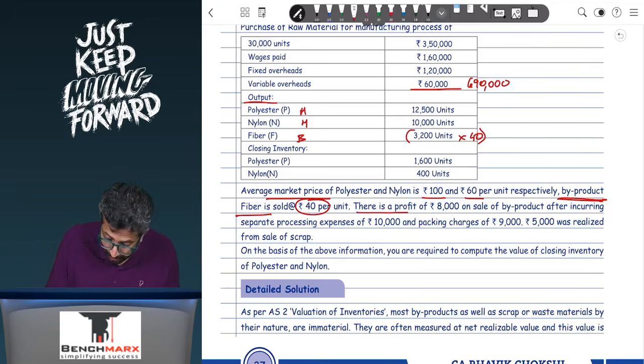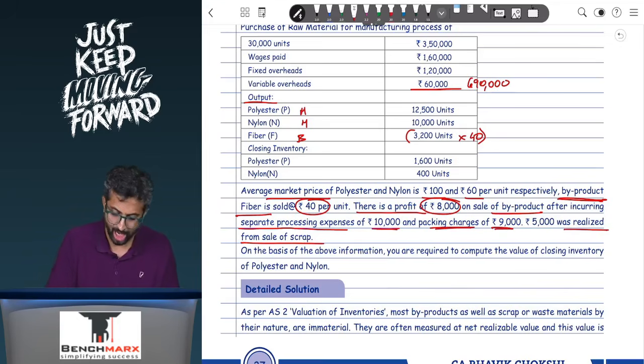But there's a profit of 8,000 on the sale of the byproduct after incurring separate processing expenses of 10,000 and packing charges of 9,000. Acha, 5,000 was realized on the sale of scrap. So what will I do? Out of the 6,90,000, I'll have to subtract the NRV of the byproduct. The byproduct gives me 3,200 into 40, but to get that 1,28,000, I will have to incur separate processing charges of 10,000 as well as packing charges of 9,000. So I will subtract these and hence I will get approximately 1,09,000.